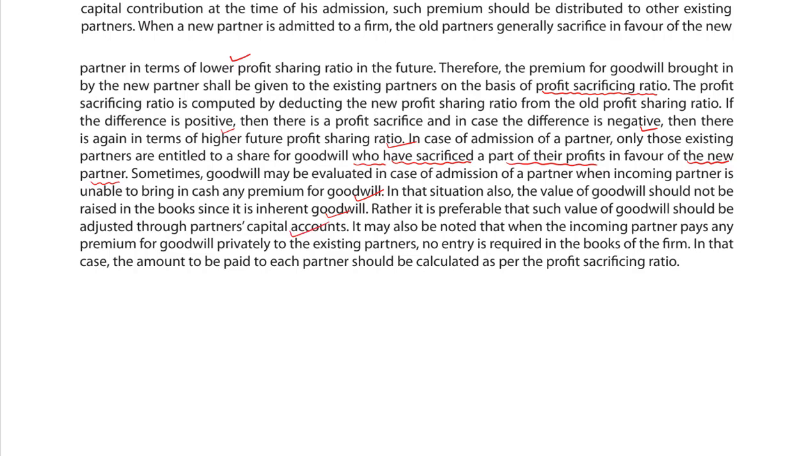It may also be noted that when the incoming partner pays any premium for goodwill privately to the existing partners, no entry is required in the books of the firm. In that case, the amount to be paid to each partner should be calculated as per the profit sacrificing ratio.